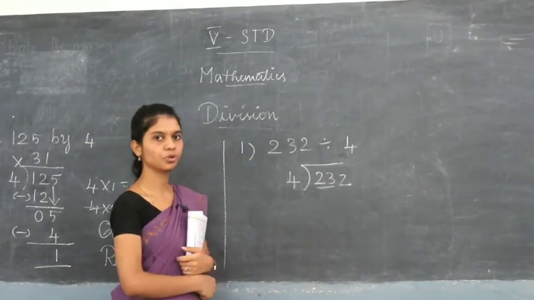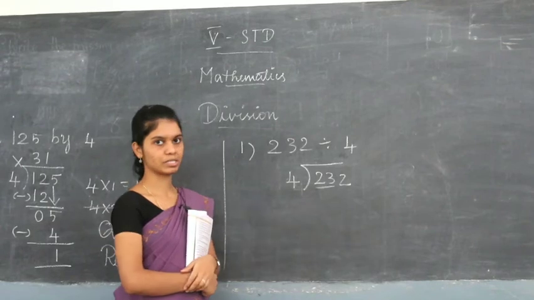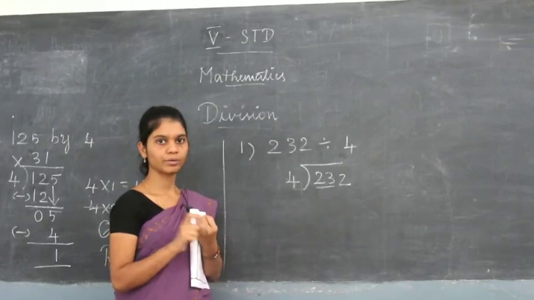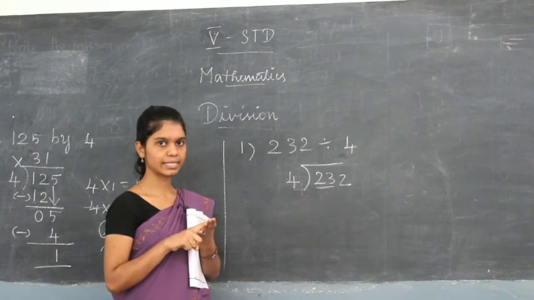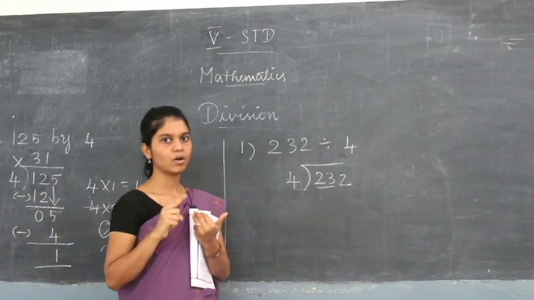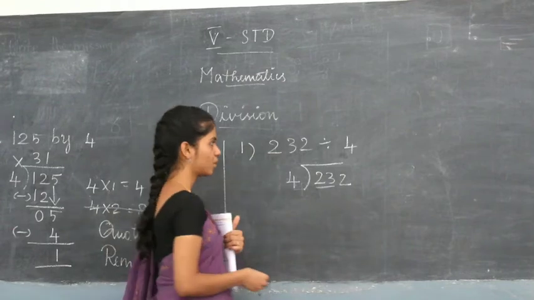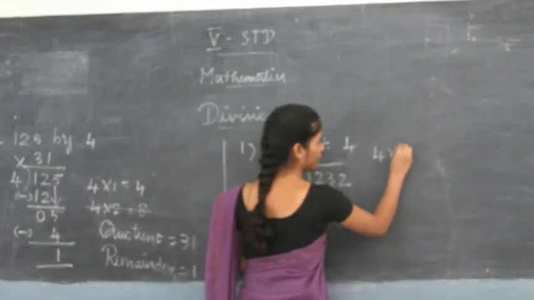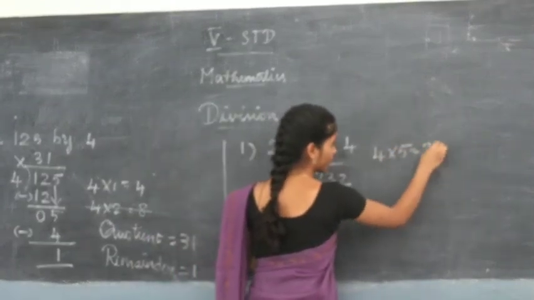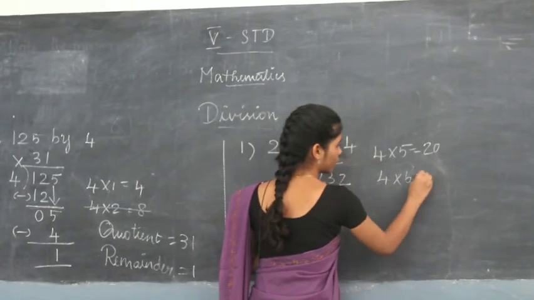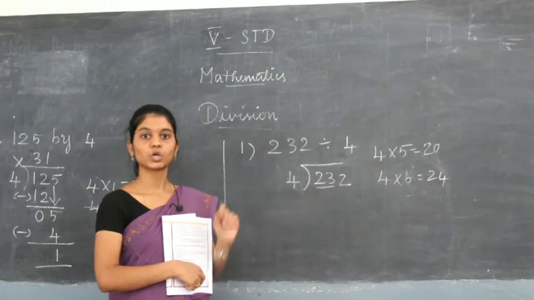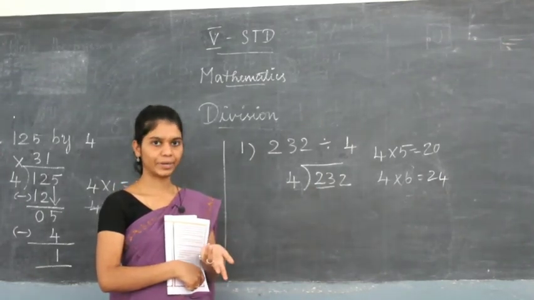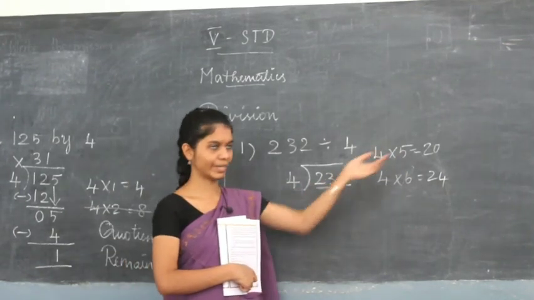And now what you should do? You should start telling the 4 table. 4 1s are 4, 4 2s are 8, 4 3s are 12, 4 4s are 16, 4 5s are 20, 4 6s are 24. So 4 5s are 20, 4 6s are 24. But here you got 23. You didn't get 23, but you got 24 and 20.